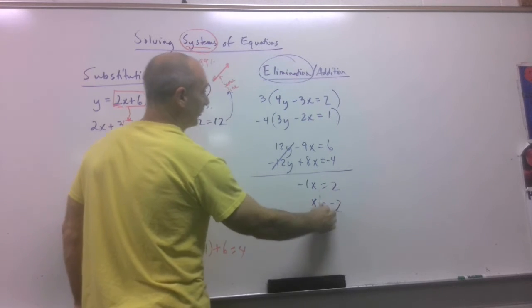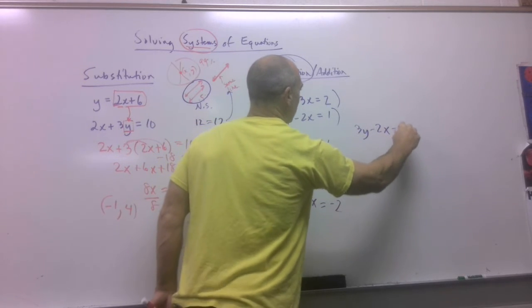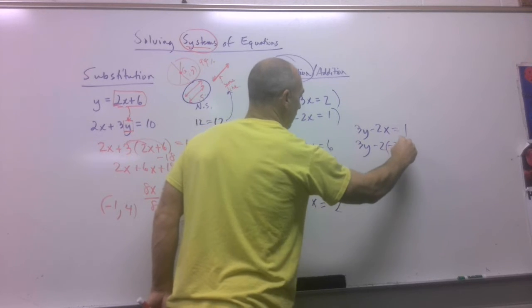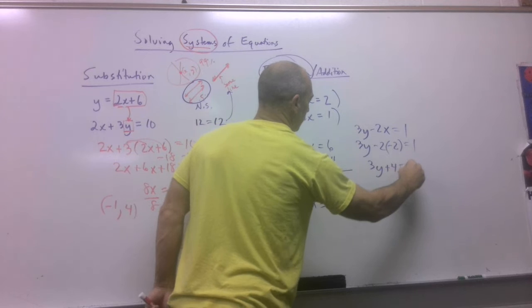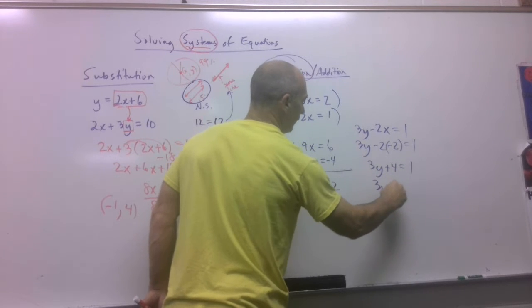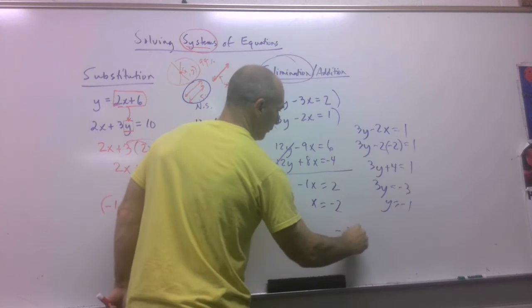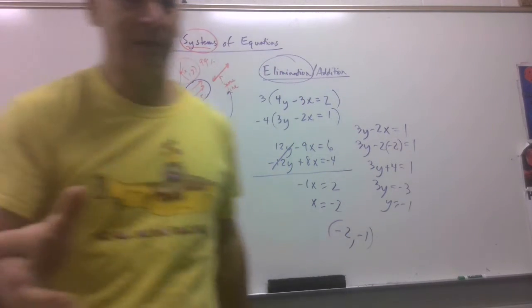So now I can plug this in anywhere. So I get 3y minus 2x equals 1. 3y minus 2 times x equals 1. 3y plus 4 equals 1. Subtract 4 and I get negative 3. Divide by 3, I get negative 1. So negative 2, negative 1. That's how you use elimination addition.